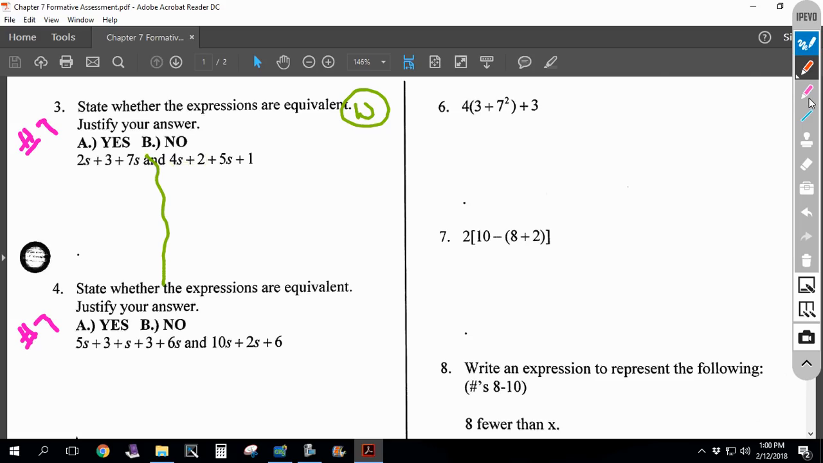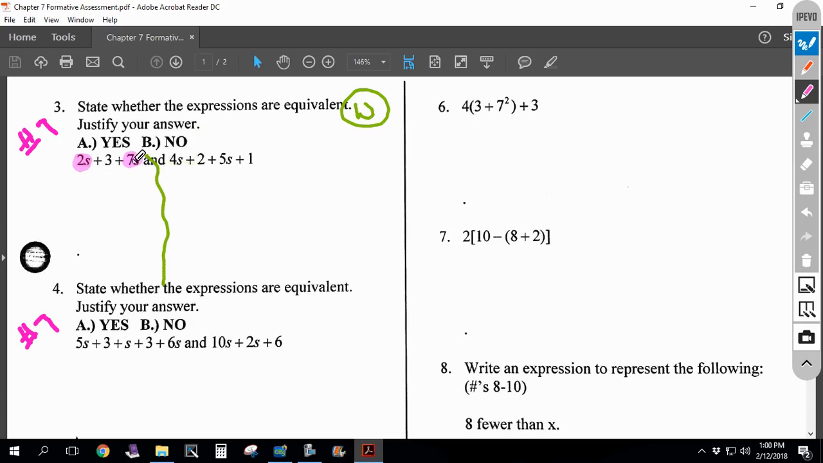Okay, so we know that we have an expression here, and we know that we can always simplify expressions if there are like terms in them. Now remember, like terms, when it's a variable term, is anything that has the same variable.